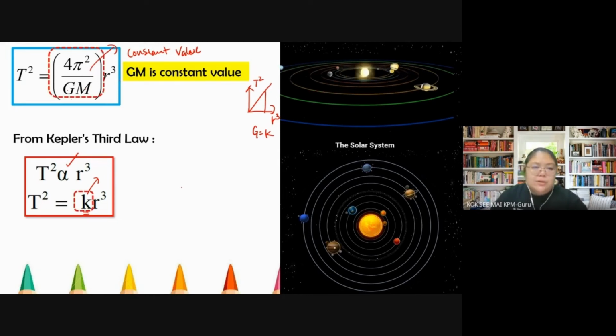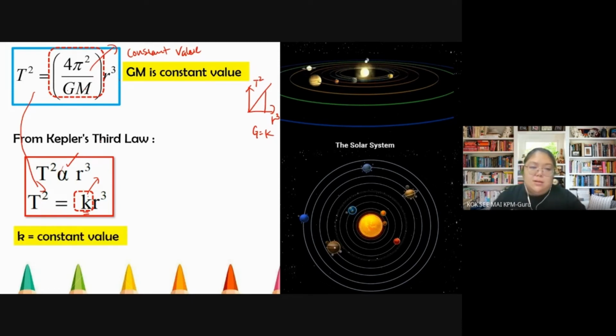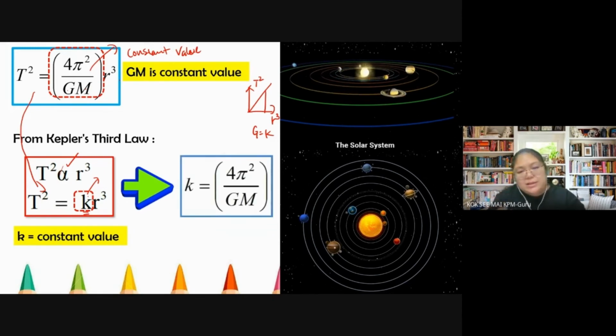Okay, from here you focus on this one. Just now I derived the constant value 4 pi square over GM, same as the k. We compare these two formulas: T square, I also have T square; R cube, I also have R cube. Just the center is a constant value, so this constant value represents k. So I can say k is 4 pi square over GM.